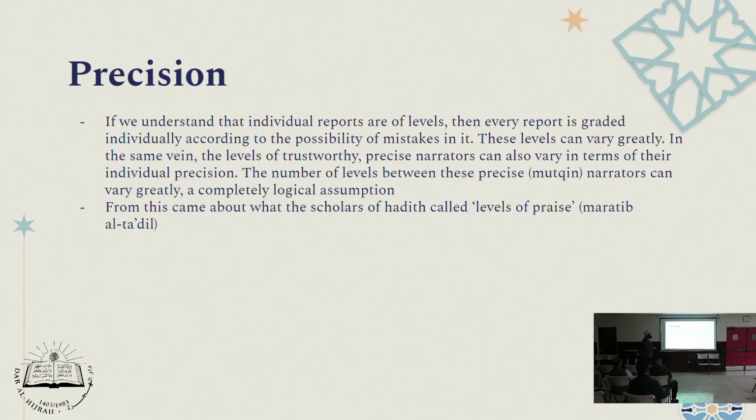2.3. So if we understand that individual reports are of levels, is every lone report equal? No, right? They're going to be different levels, and those levels can vary greatly. Not just that, the individual narrators within those reports, do those levels also vary? Imagine there's a high chance of this narration being accepted, and there's also a high chance that the narrator narrating it is very precise. It's very rare that this individual will make a mistake. The chances of me accepting that narration go up significantly.